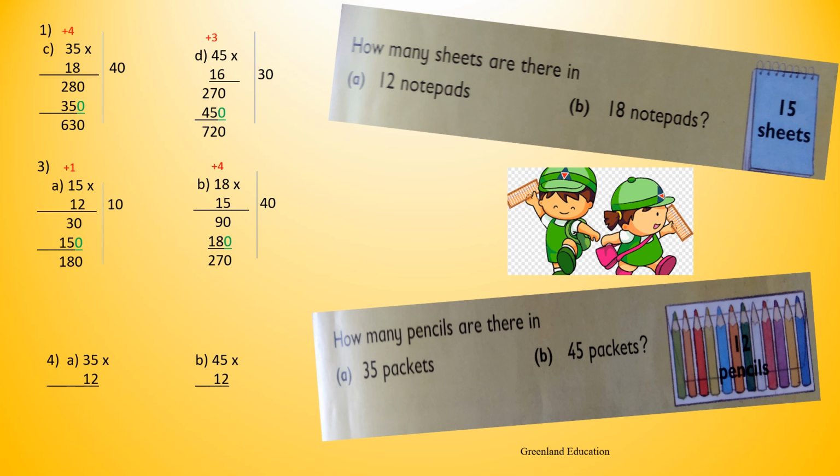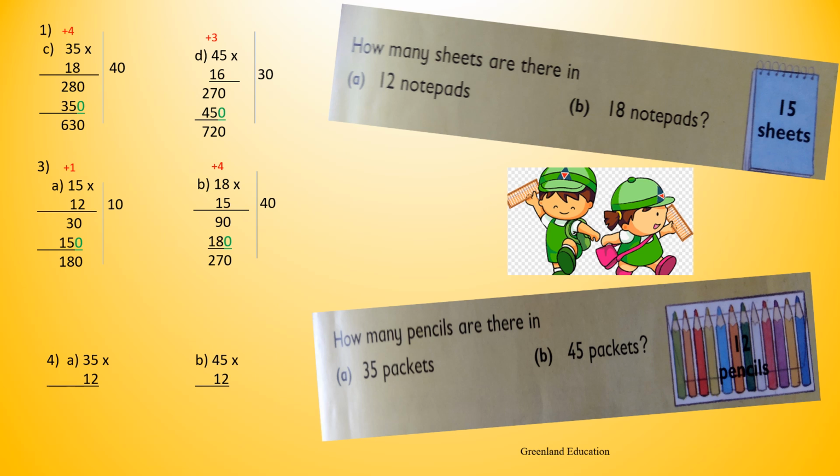Then before multiplying 15 by 1, you have to put a 0 in units place below 0. I have put it in green color. Then you have to multiply 15 by 1. 1 times 5, 5. 1 times 1, 1. Now you have to add 30 and 150. So the answer is 180.